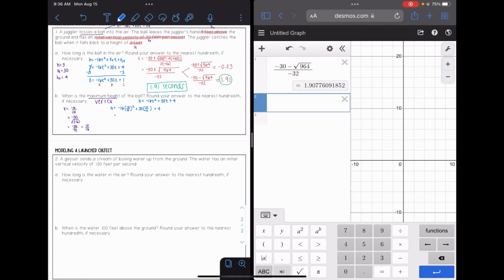So I'm going to do it here. So I have negative 16 times 15 divided by 16 squared plus 30 times 15 divided by 16 plus 4. And so I get that this is going to be approximately 18.06 feet.